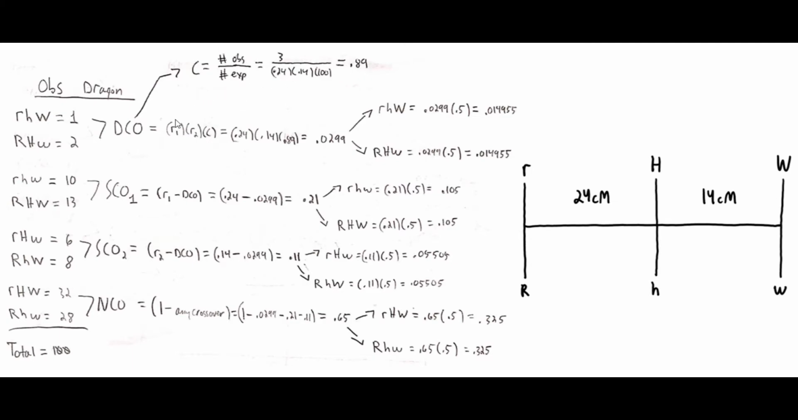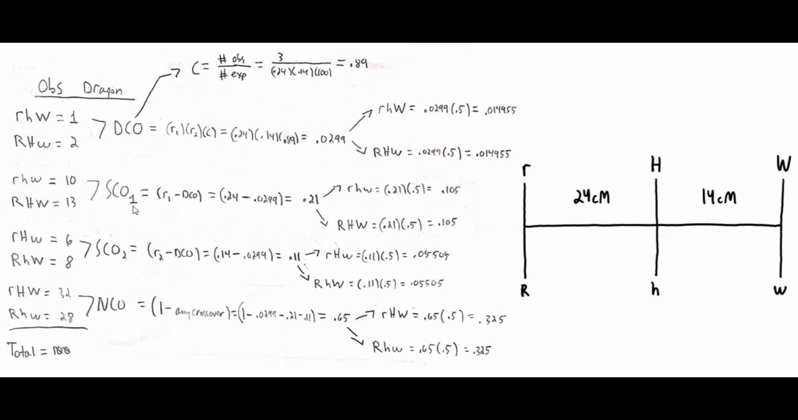To find our probability to get a double crossover, we take our recombinant value 1 or recombinant value 2 times our C value, correlated here, which equals 0.0299. Now, if we want to find our specific gamete, we can just take our double crossover value and multiply by a half, which gets us to 0.0149, which is approximately 1.5%.